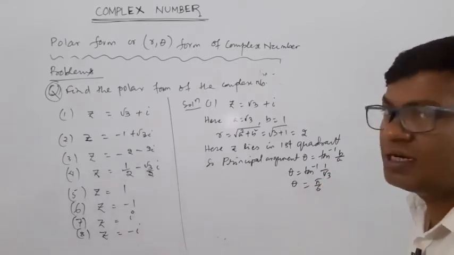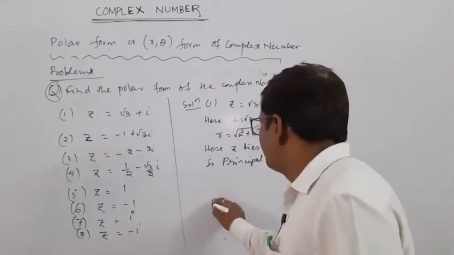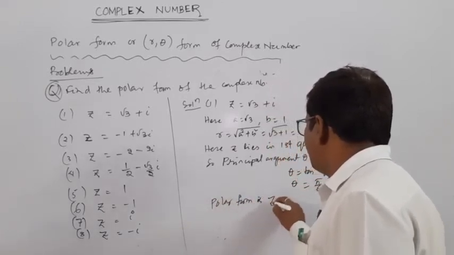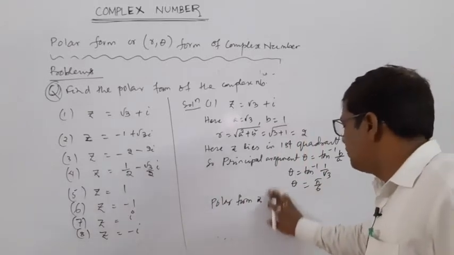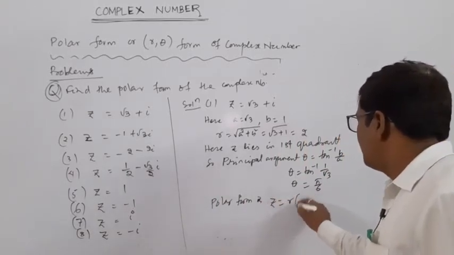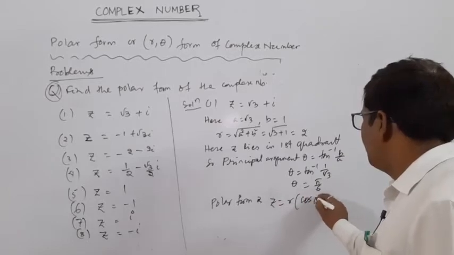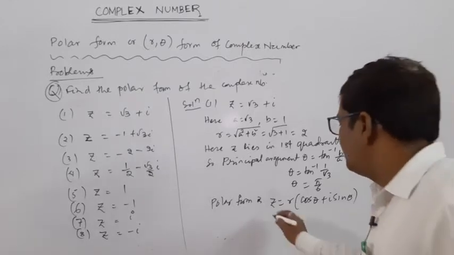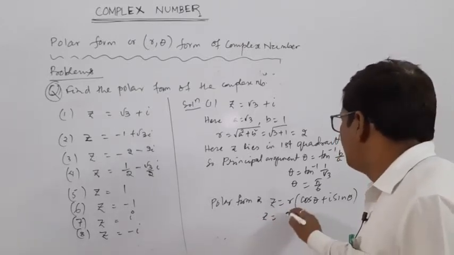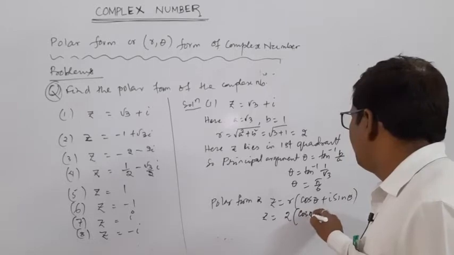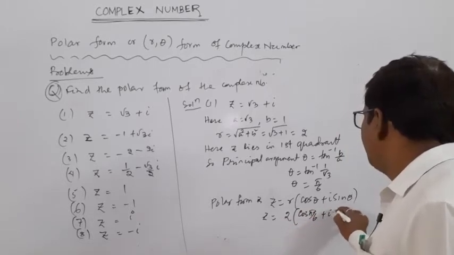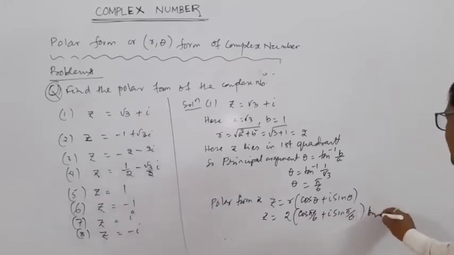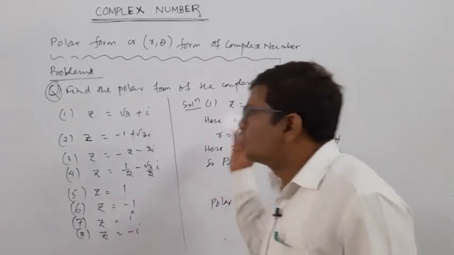Therefore the polar form is z is equal to r into cos theta plus i into sin theta. So z is equal to 2 into cos pi by 6 plus i into sin pi by 6. This is the polar form of the complex number. Now this is the solution of question number 1.